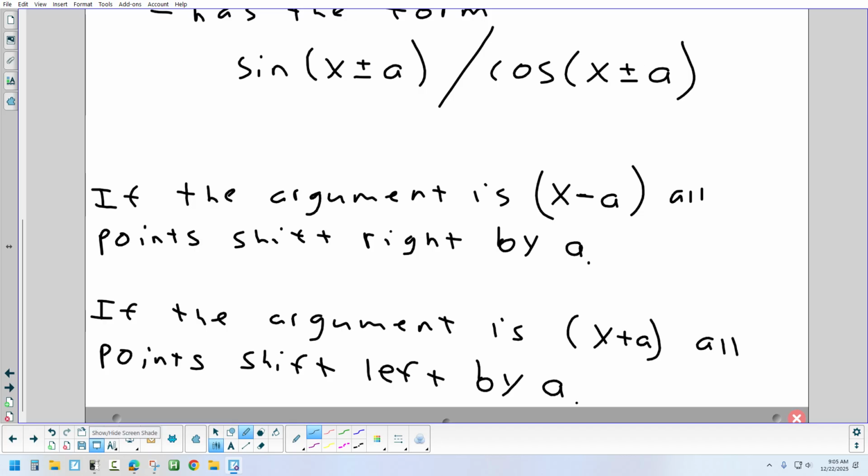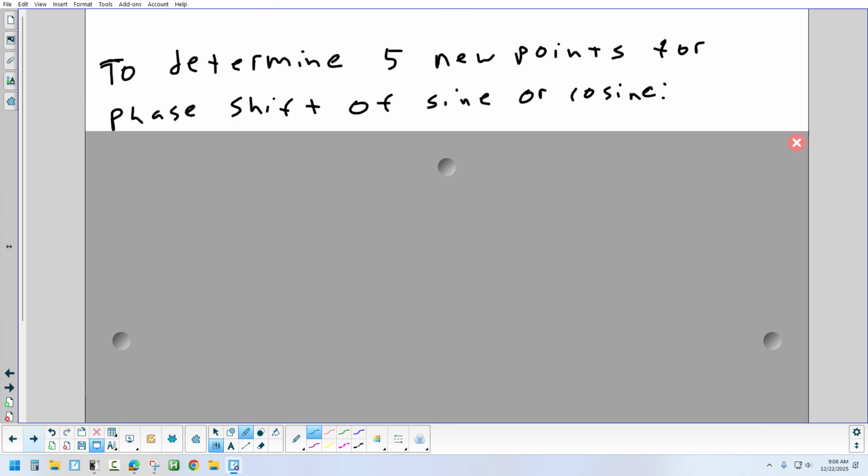Okay, so I really am breaking it down step by step, probably a little bit more than we need to because we've done a lot of transformations, but we've got time to just really break it down, so that's okay. All right, so what happens to those 5 points in the table? So when I say 5 key points, or to determine the 5 new points, I'm talking about the 5 points in the table. Well, when you shift left or right, which column in that table is not affected?